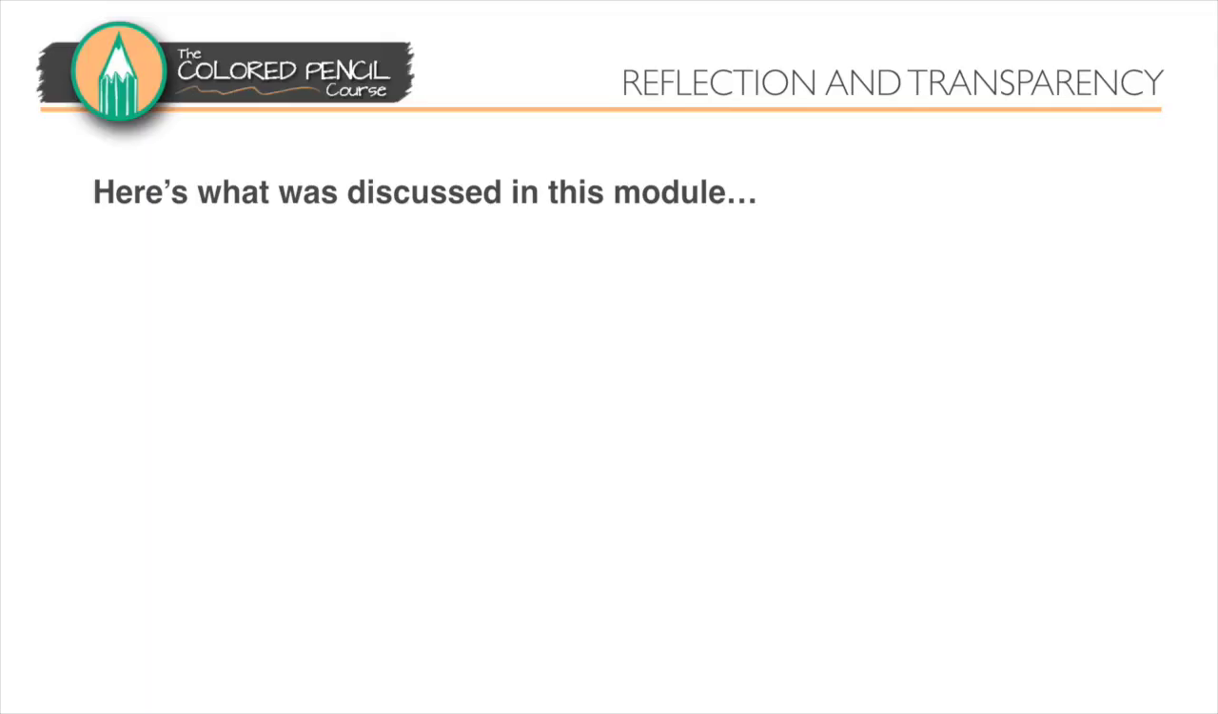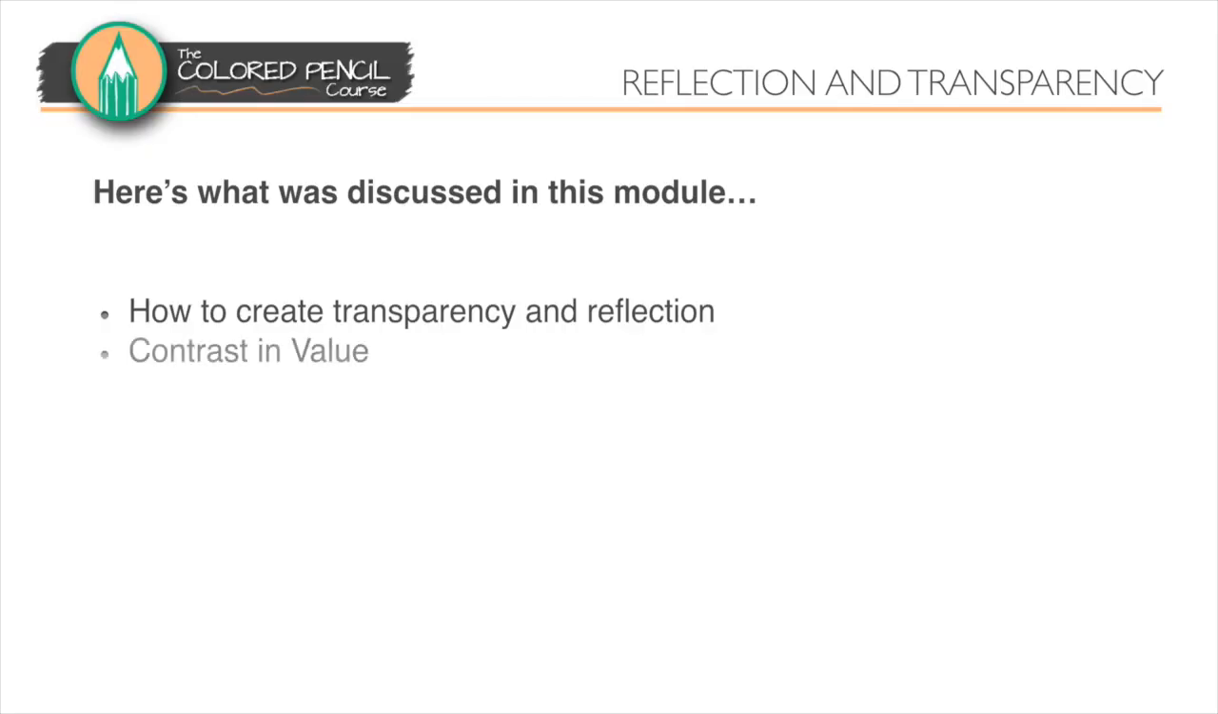Here's a look at what was discussed in this module. We took a look at how to create transparency and reflection in a colored pencil drawing. This included paying attention to the contrast in value and creating varied intensity to create the illusion of transparency. We also focused on the reflected shapes that were observed in the photo reference. In the next video in this series, we're going to take a look at how to transfer a photo or a drawing to another surface.